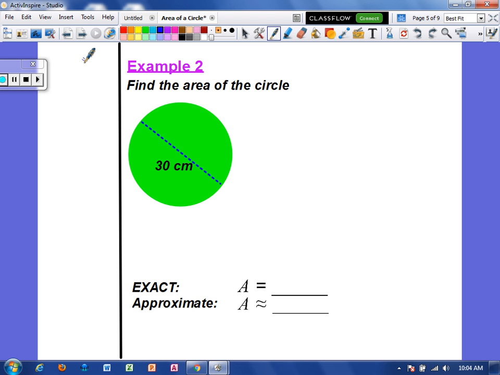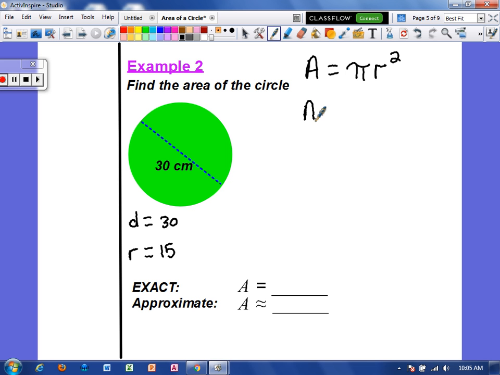All right, example 2, find the area of the circle. So first thing I'm going to do is write down the formula. Area equals pi r squared. Now let's identify what we have on the circle. Here we actually have a diameter of 30. But for area, we need a radius. So remember, the radius is half of the diameter. So the radius would be 15 centimeters.